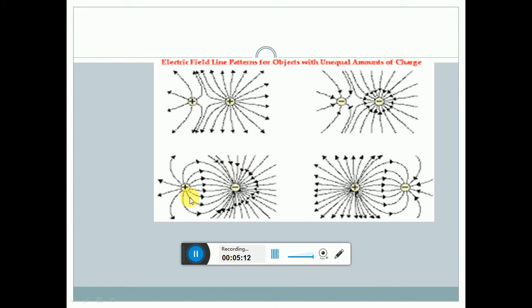The third one is a dipole where positive and negative charges are there. The field line starts from the positive charge and goes into the negative charge. And this is another arrangement of the dipole, where it starts from the positive charge and goes into the negative charge. So both these diagrams are almost the same.